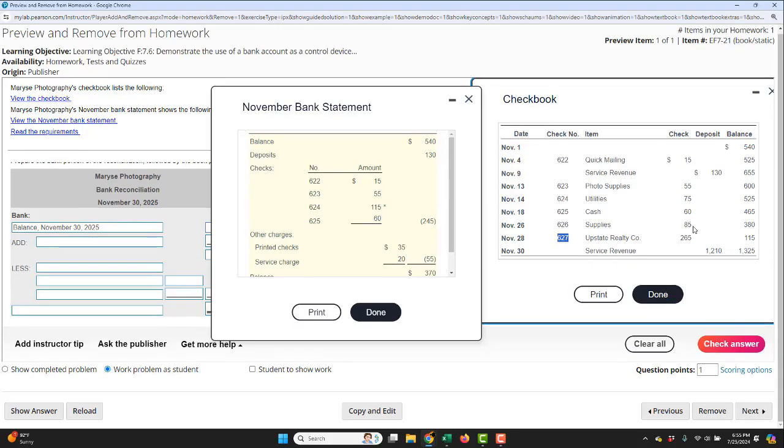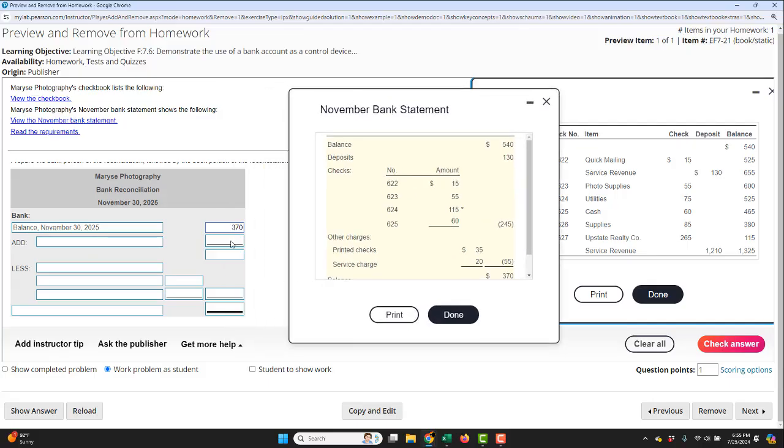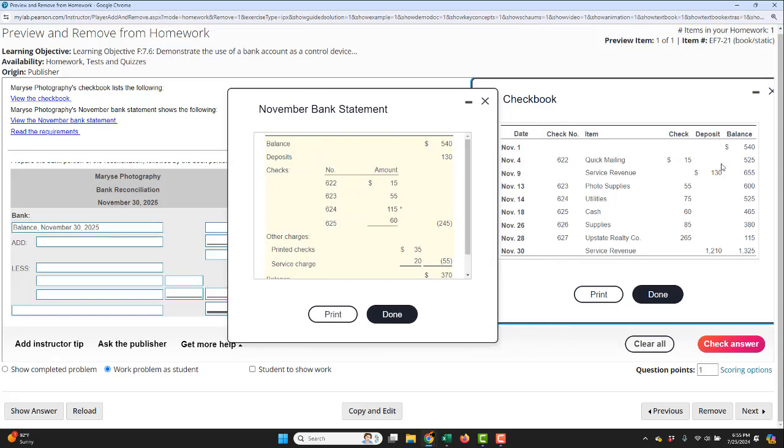Okay, so we're gonna eventually have to account for that. But the first part of this reconciliation is this add section. So this is going to include things that we need to add to this $370. So those are deposits. We saw that this first deposit is $130 in here.